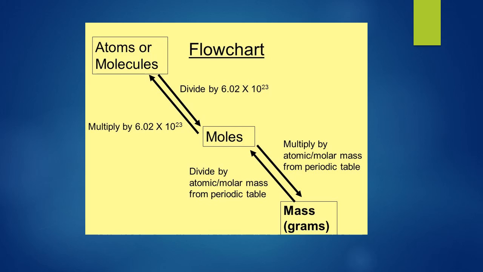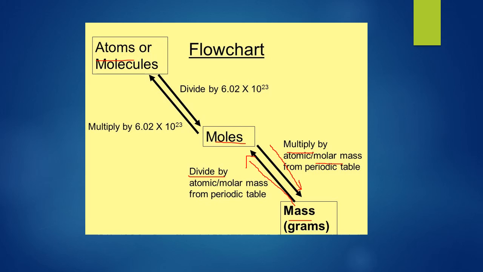Here's a flowchart summarizing those calculations. So those equations on the equation sheet that you saw on the previous slide help us go between mass in grams, to moles, and then to atoms or molecules. So if you're going from mass to moles, this direction, you're going to divide by the molar mass. If you're going from moles to mass, the opposite direction, you're going to multiply by the molar mass.